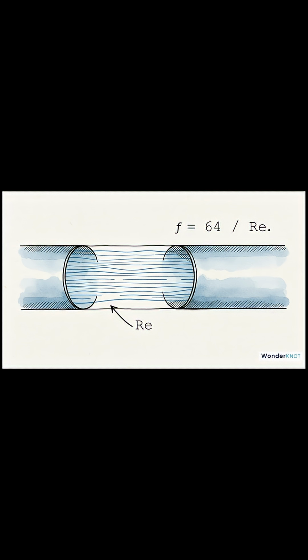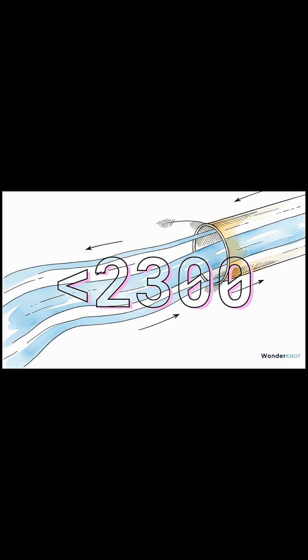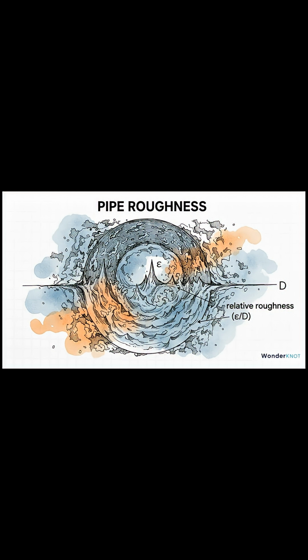Think of it as a chaos score. If that chaos score, the Reynolds number, is below 2300, the flow is considered laminar. Nice and simple. But of course, in the real world, things get messy. For turbulent flows, pipe roughness suddenly becomes a huge factor.